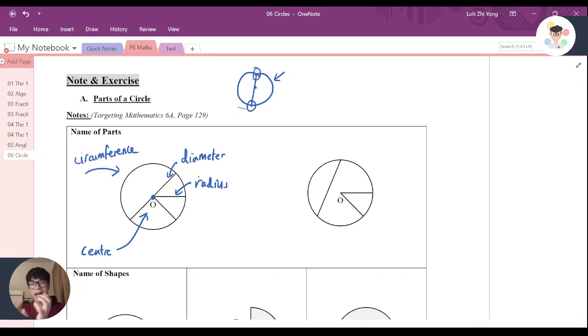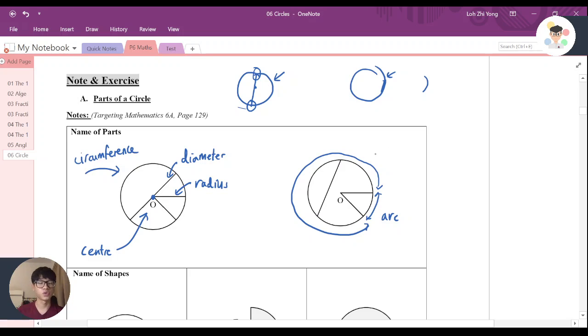Okay, here's extra knowledge that you should know. We know that the whole outer line is called circumference. But sometimes we only want to refer to a part of the line. For example, I want to refer only to this part of the line, from this point to this point, and usually we call it an arc. Arc, A-R-C. Of course, sometimes we have a small arc, sometimes a big arc. Usually we call the big one also an arc, but we call it a major arc. And we call this a minor arc, okay?